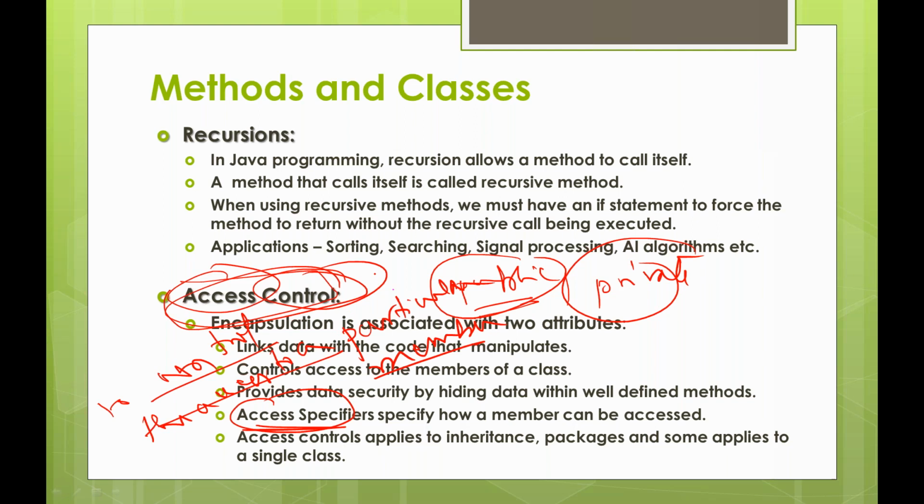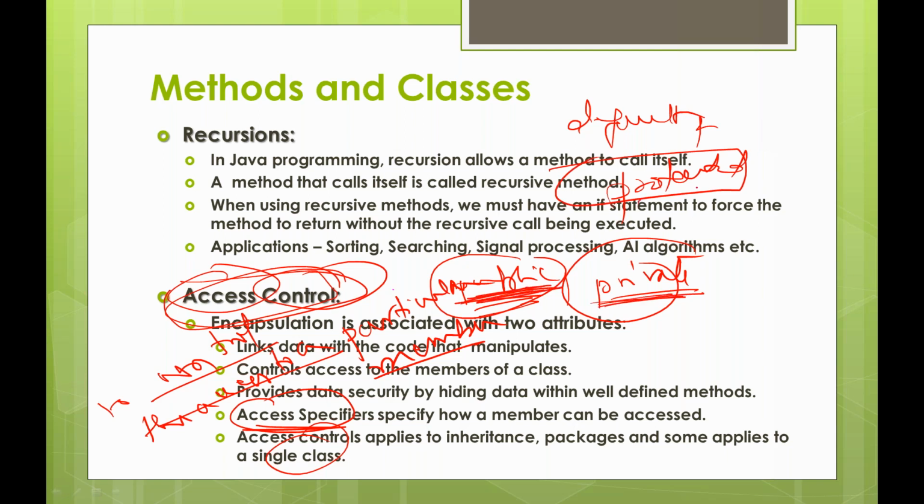To control the access to a particular member, we use access specifiers. So till now we have used two things. One is private and public, and there is one more, default, and one more is called protected. Okay, protected. We will discuss these things. I'm just giving a high level overview.